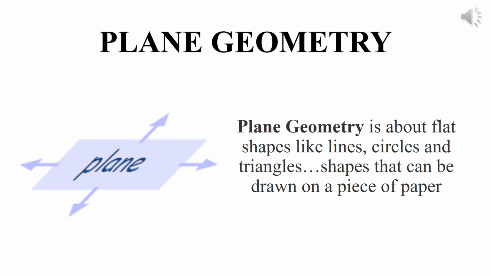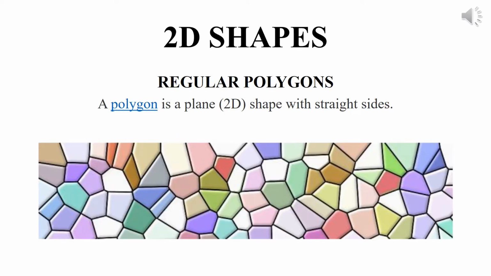Plane geometry. Plane geometry is about flat shapes like lines, circles, and triangles, shapes that can be drawn on a piece of paper. 2D shapes.